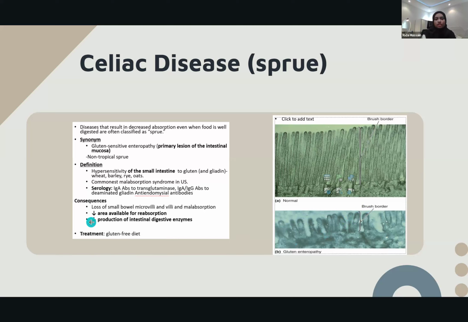So basically what I need you guys to know is that it decreases the area available for absorption, and there is a decreased production of intestinal digestive enzymes, because the brush border itself is made up of different cells which release these digestive enzymes, and if they're not present, obviously there will be a lack of enzymes.